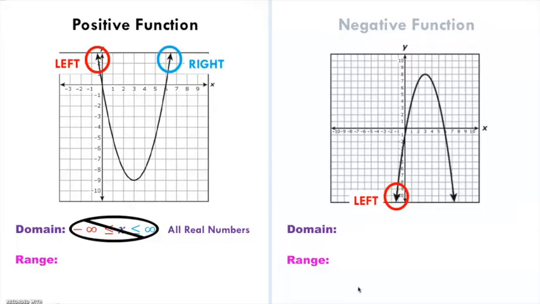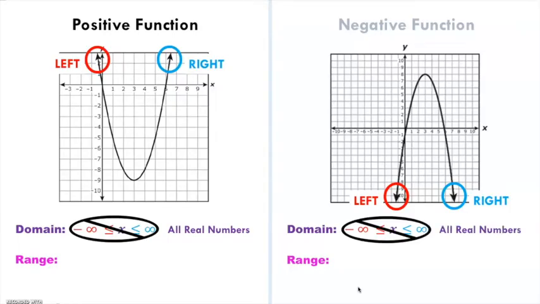And for a negative, it would be very similar. From left to right, the numbers are going on forever. So instead of writing it out with infinity symbols, you would just say the domain could be anything, all real numbers. The range, we'd start from the bottom on the positive function.